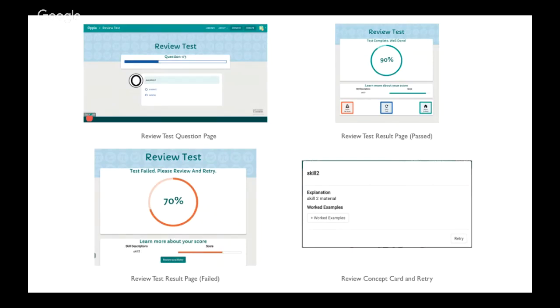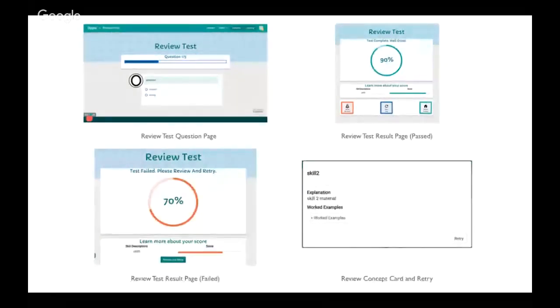When the learner clicks on the button, a concept card modal will show up. The learner will see the concept cards for failed skills one by one. Until the end, he can press the retry button to start a new test.